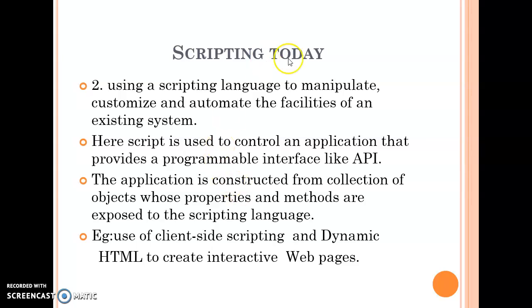Second point, using the scripting language to manipulate, customize, and automate the facilities of an existing system. Here, a script is used to control an application that provides a programmable interface like an application programming interface. The application is constructed from a collection of objects whose properties and methods are exposed to the scripting language. So in this point, we can manipulate and customize the programming. For example, the use of client-side scripting and dynamic HTML to create interactive web pages.